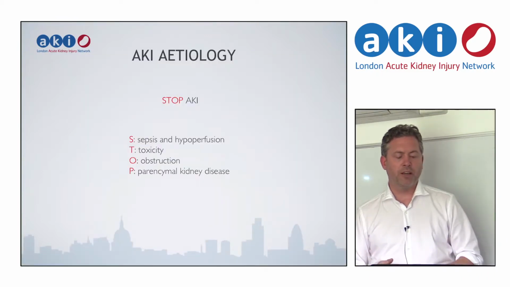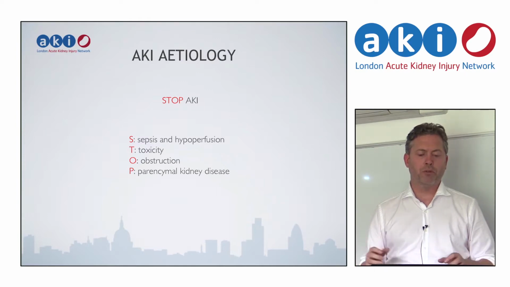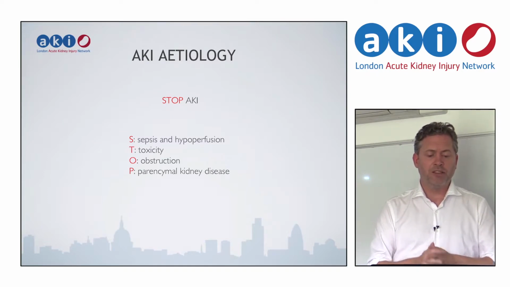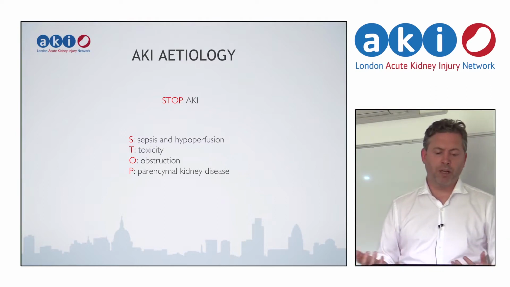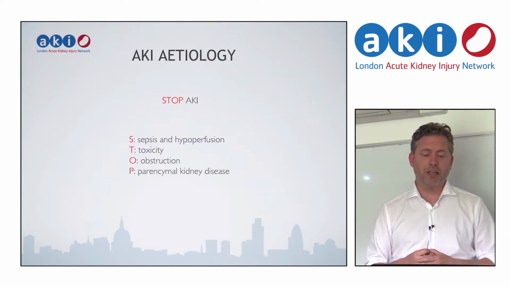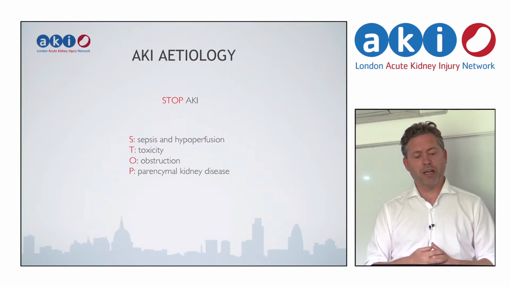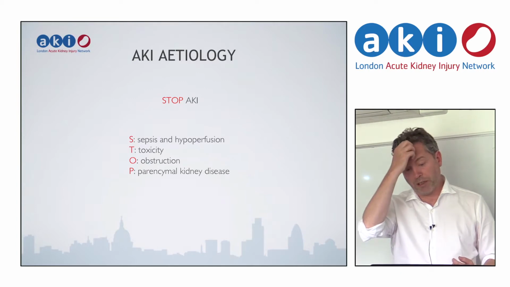We, with the London AKI Network, teach around the STOP acronym rather than the traditional pre-renal, renal, post-renal, although that still holds. And this breaks things down to causes in descending importance: sepsis and hypoperfusion. This constitutes between 50 and 75% of AKI. Sepsis obviously has its own acute severe mortality risk, so that's right up at the top. Always think of sepsis and hypoperfusion first when approaching an AKI patient.